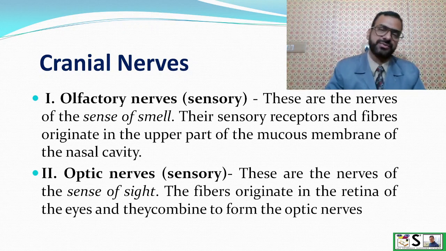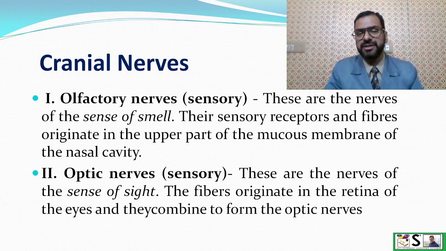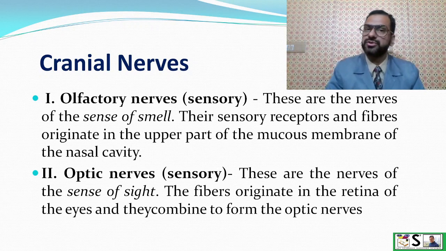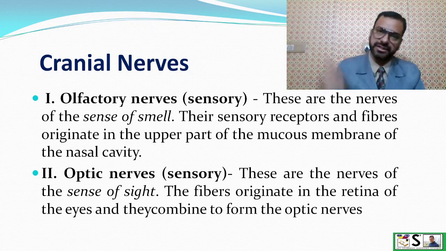Second are the optic nerves. These are also sensory. They are the nerves of the sense of sight or vision. The fibers originate in the retina of the eye and they combine to form the optic nerve and then reach this sensation to the brain.